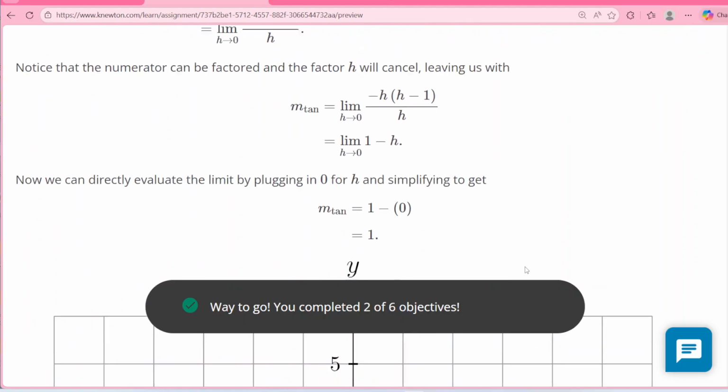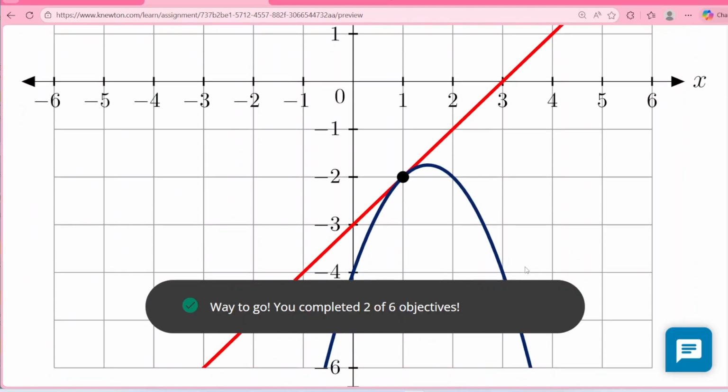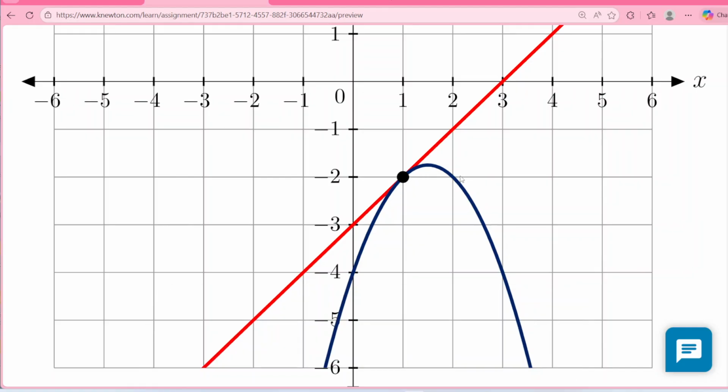Great, and that one's done. And then here's the picture, right? Remember this was a quadratic parabola thing. Here's the point at x equals 1. See how the tangent line to that curve at that point has a slope of 1. And that's what we found.